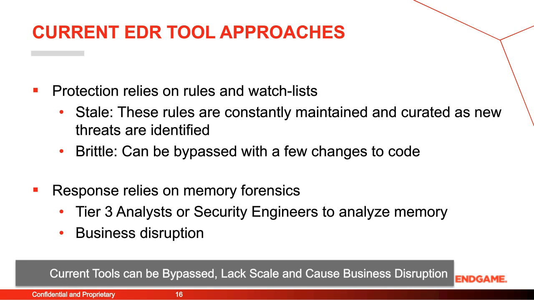So the main takeaway here is that current techniques and tools used to identify fileless attacks, or attacks in general, can really be easily bypassed. They traditionally lack scale and, in probably the worst cases, will cause business disruption to your environment. You'll have to take down endpoints, restart processes, et cetera. And especially if you're focused on the overall business impact of your breach, that's really not something you're willing to do in the environment.